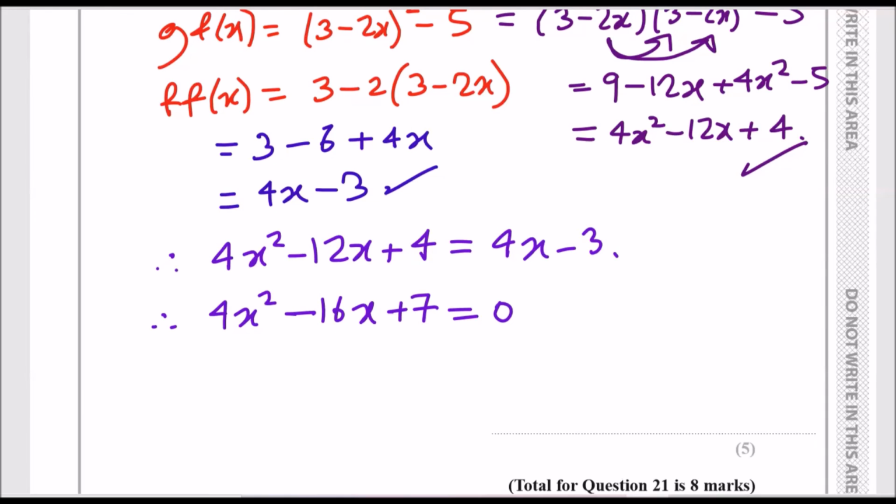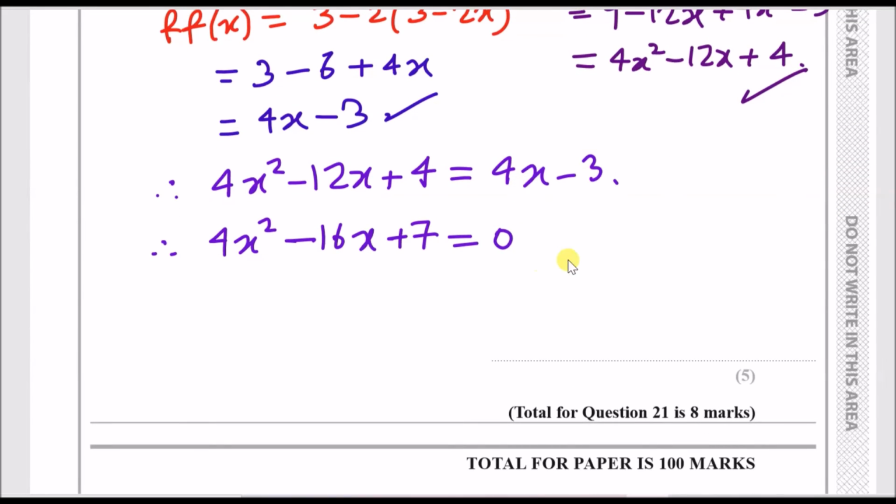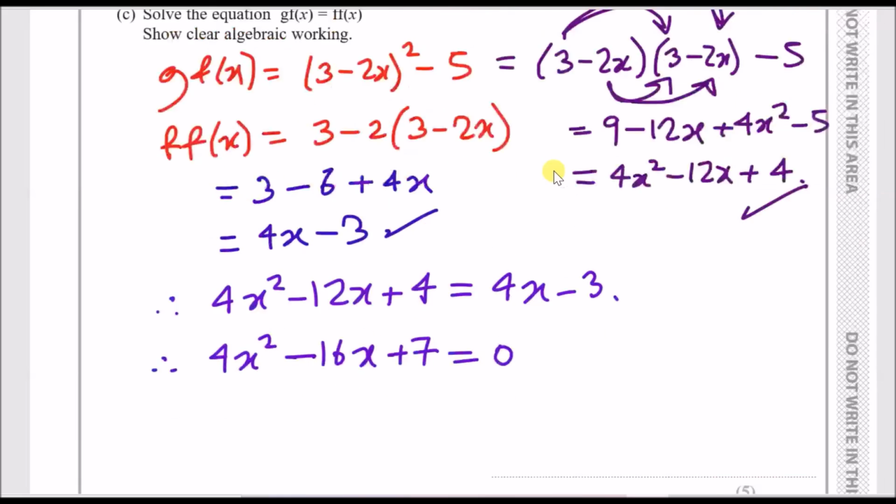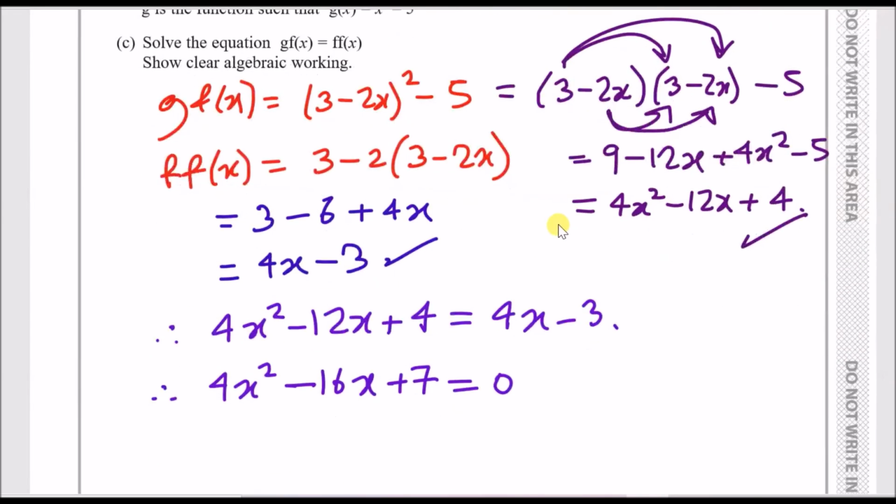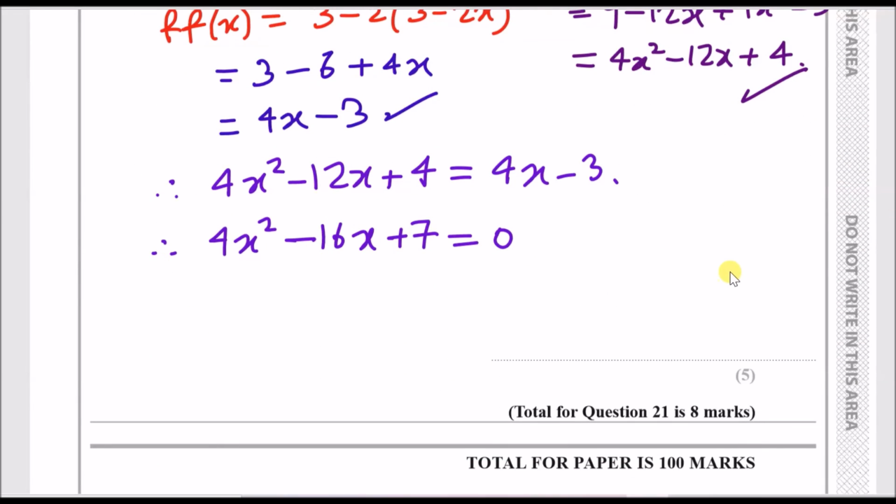It looks to me like we're almost getting to the end here. Now, what can we do? If we solve this quadratic, I think we're done actually. Yes, we're done. To solve this, I would just use the quadratic formula because it's quick and easy. To use the quadratic formula, just find your a, b, and c. 4 is your a, minus 16 is your b, and plus 7 is your c.